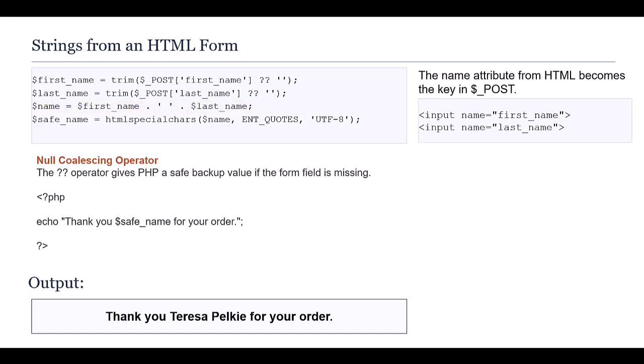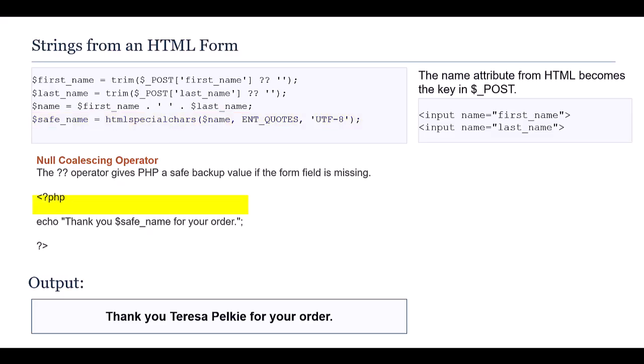Before displaying user-submitted text on a web page, we should escape it with the htmlspecialchars function. So we create a new variable, safe_name, and then we assign it the htmlspecialchars function. We pass 3 arguments to the htmlspecialchars function: the variable name, the string being converted, and the ENT_QUOTES flag, which tells PHP to convert both double and single quotes. The UTF-8 value tells PHP which character encoding to use. Now we can safely display the result.